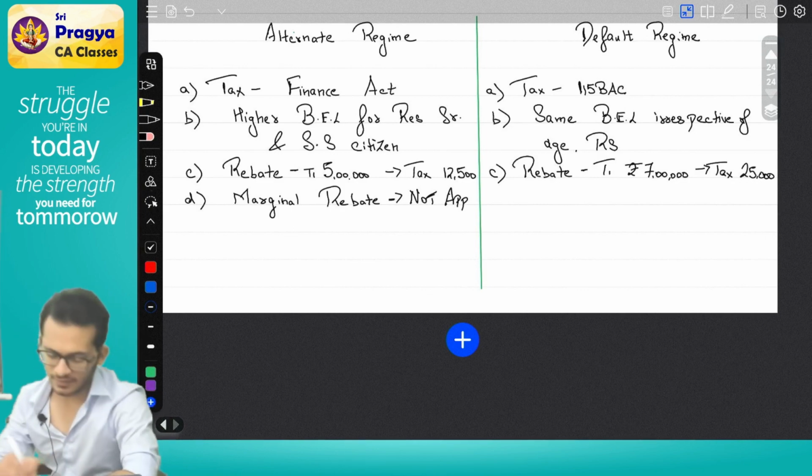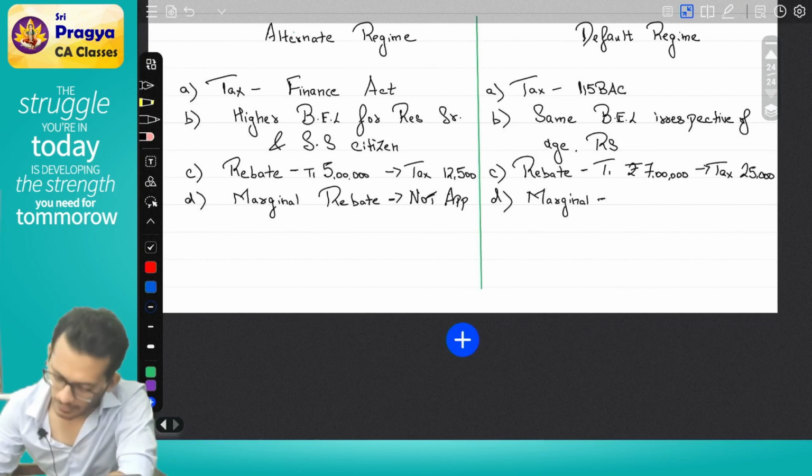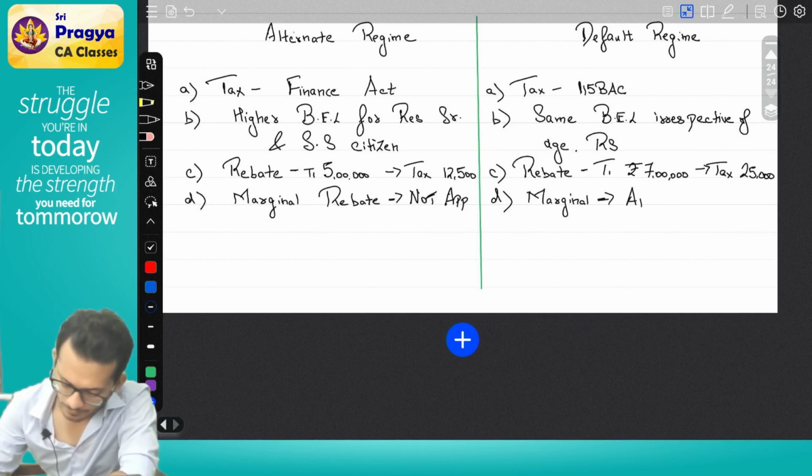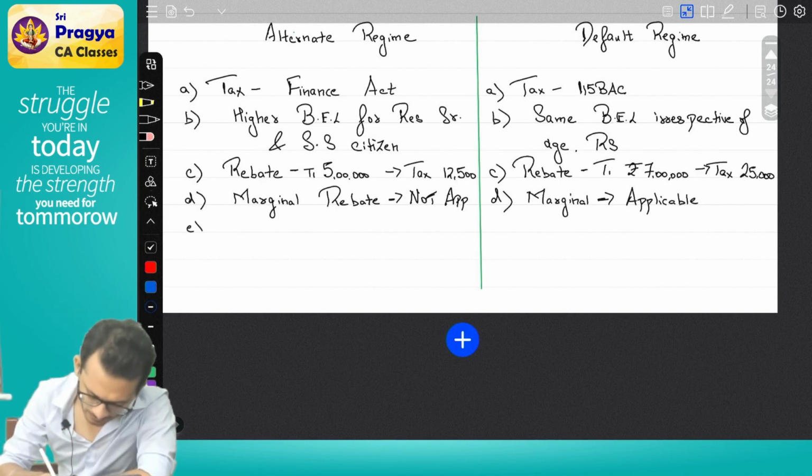Marginal rebate not applicable in the default regime. Marginal rebate is there or not? Applicable. Marginal rebate is applicable. Next, you have surcharge.